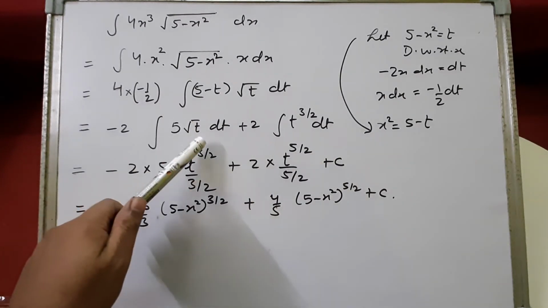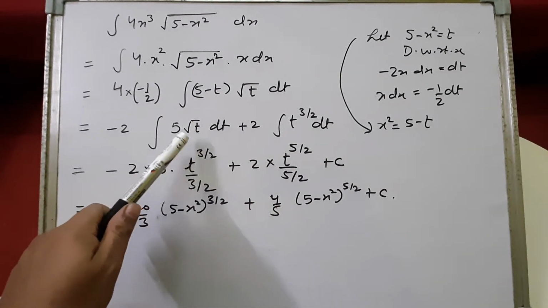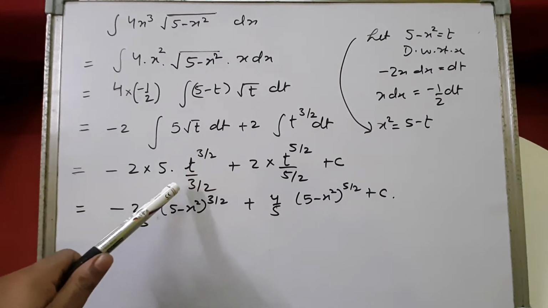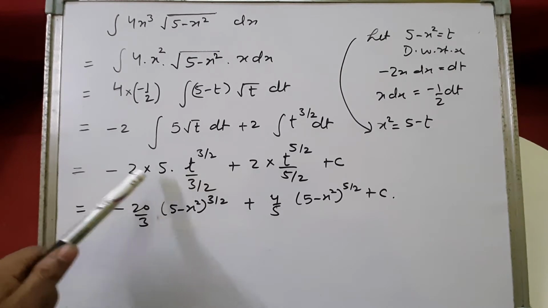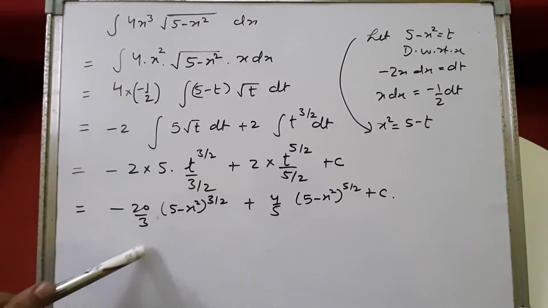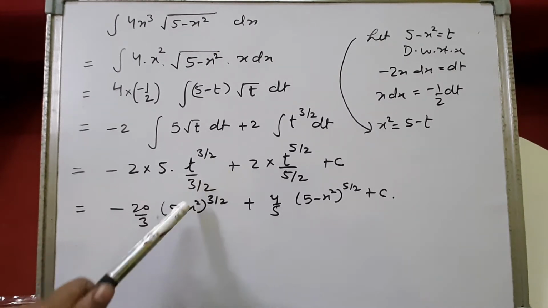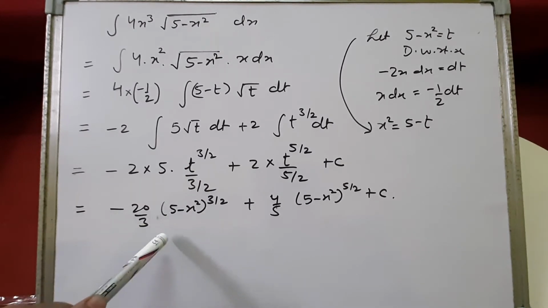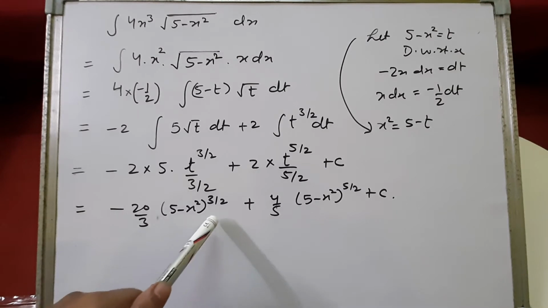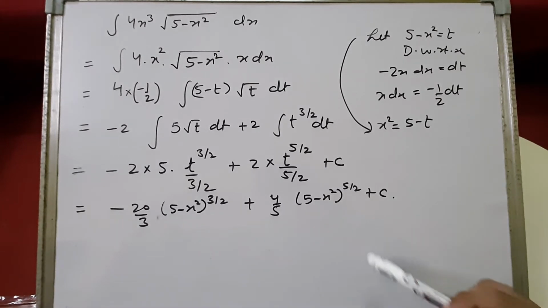So t to the power 1 by 2 when integrated, we'll get t to the power 1 by 2 plus 1 upon 1 by 2 plus 1, which is 3 by 2. So 2 will get reciprocal, 2 into 2 into 5 is 20, so minus 20 by 3 t to the power 3 by 2. When we substitute the value of t as 5 minus x square, we'll get minus 20 by 3 in bracket 5 minus x square to the power 3 by 2.